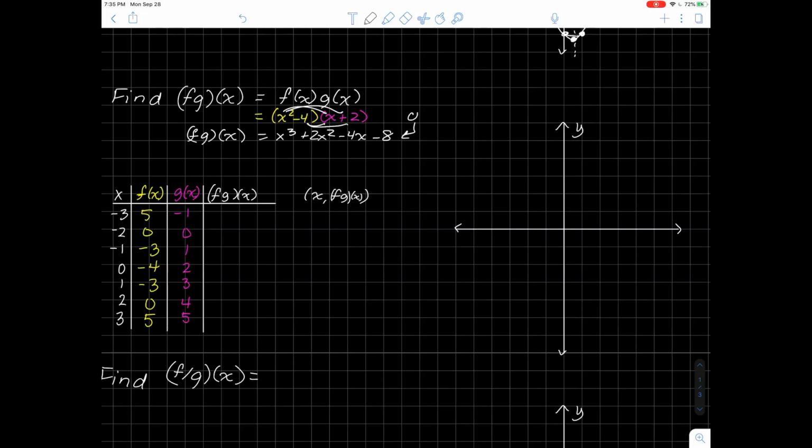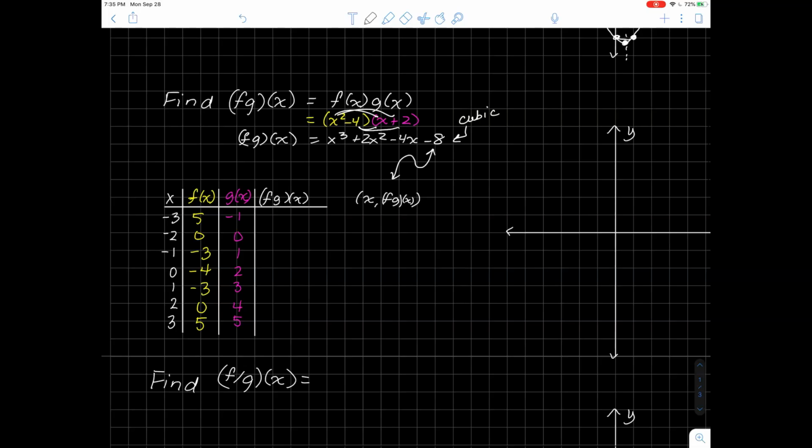This is a cubic function, and cubic functions do something like this, depending on how dramatic they are. So that's the shape we would be looking for. Let's take that same set of points, but this time we're going to multiply our outputs, our f of x times our g of x, because that's what it's asked us to do.